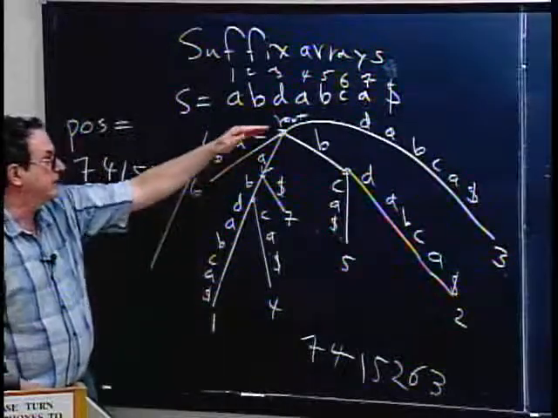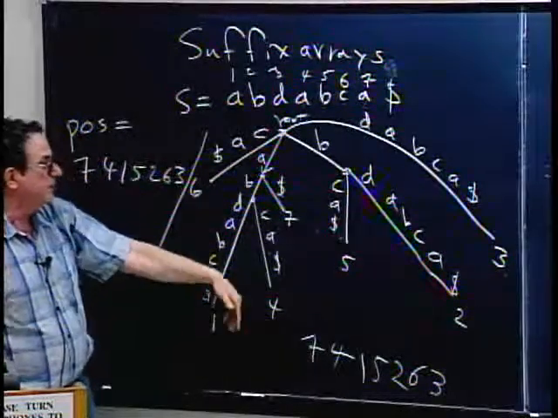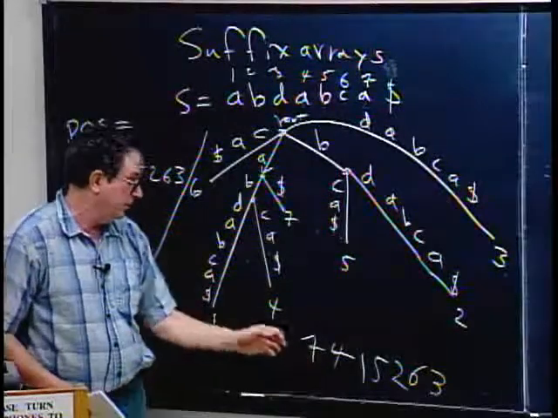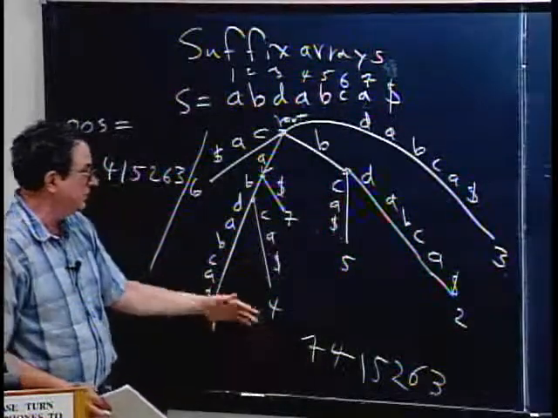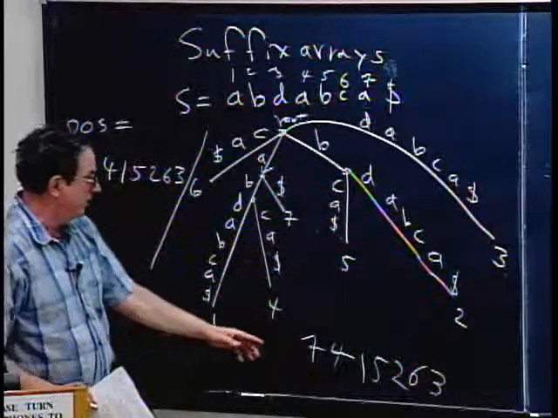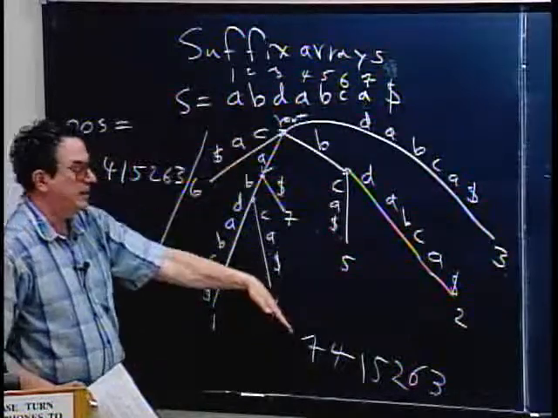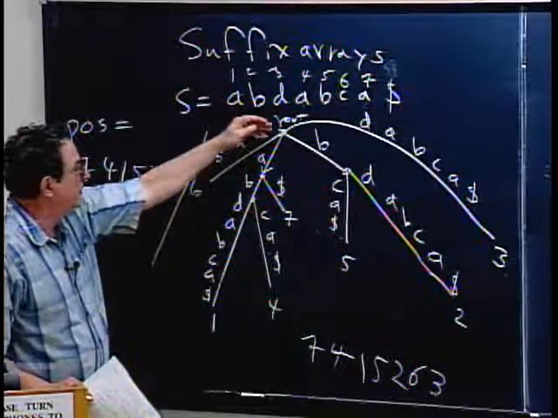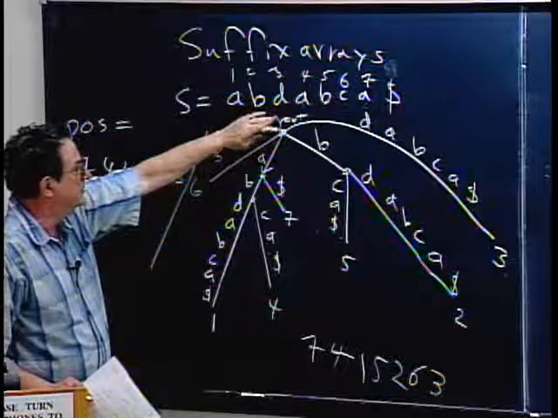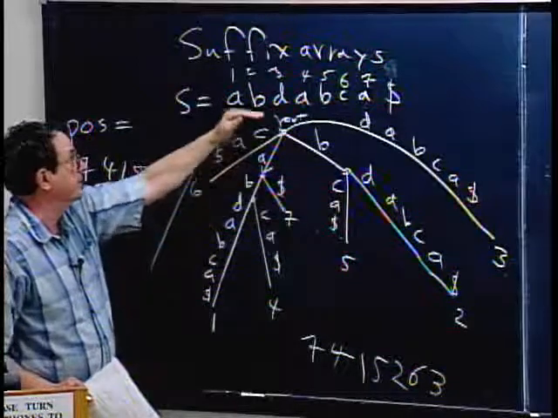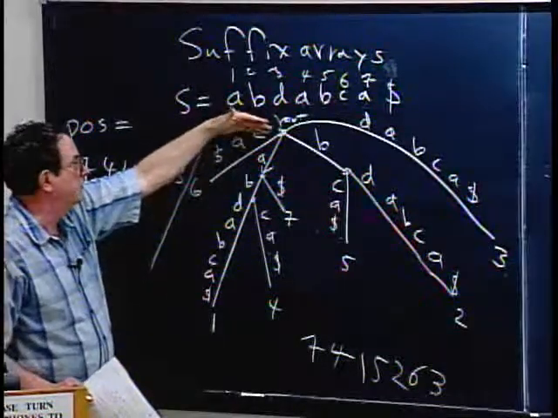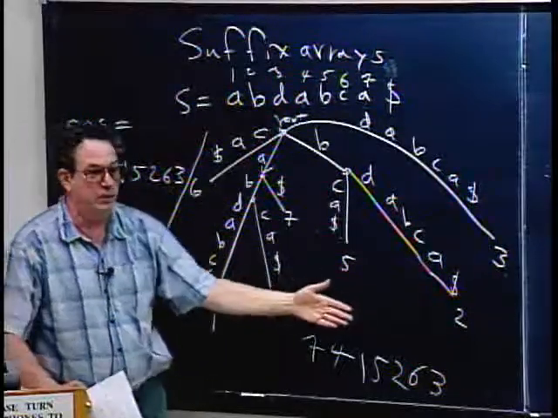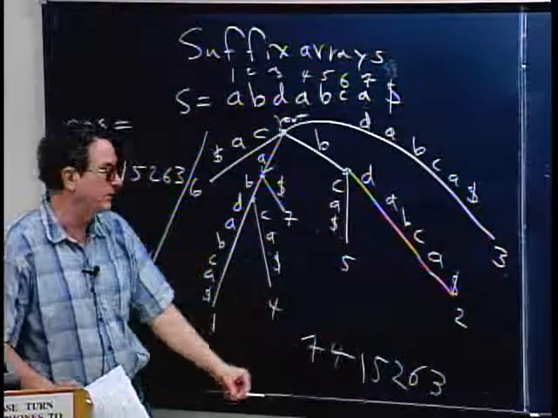So a lexicographic depth-first traversal of the suffix tree gives you a suffix array. If you just note what are the leaves that you hit, what's the order in which you're hitting the leaves as you do the depth-first traversal. And the reason is pretty immediate. The suffix tree represents all the suffixes of the string. And by doing a depth-first traversal, we're simply looking at all the suffixes. We're encountering all the suffixes.